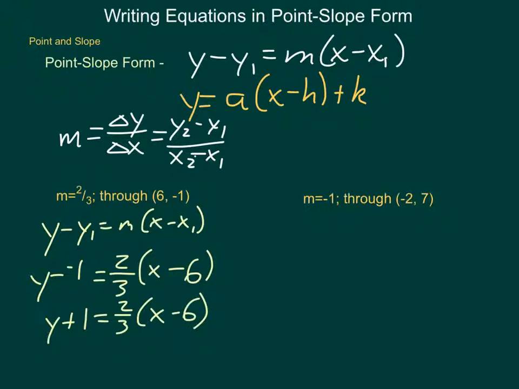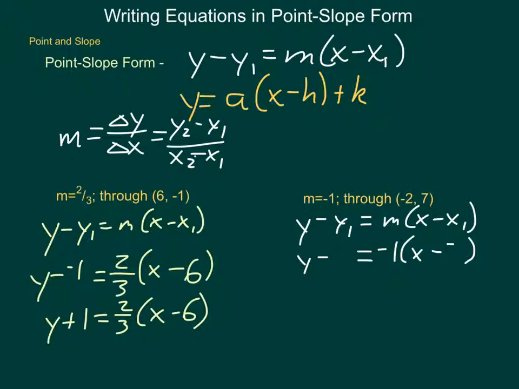m equals negative 1, and it passes through the point (-2, 7). So again, starting with my basic equation, y minus y1 equals m times x minus x1. And this time my m is negative 1, so I have equals a negative 1 times. My x goes in there, my y goes in there. I'm going to subtract the x part of the coordinate, which is a negative 2. Subtract the y part of the coordinate, which is 7. Simplifying this, I get y minus 7 equals negative 1 times (x plus 2).